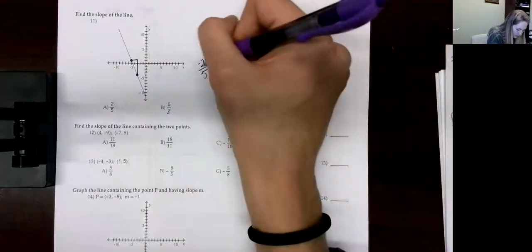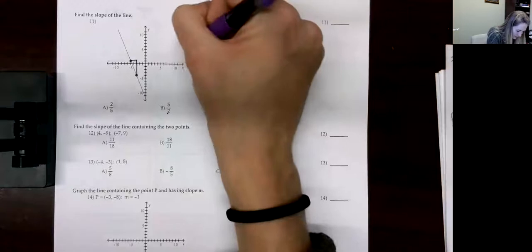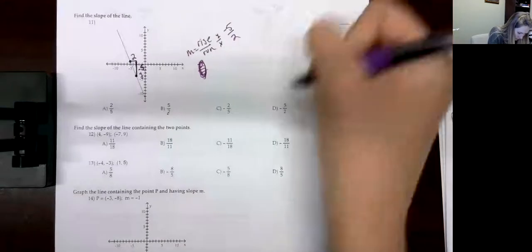I wrote that backwards. Slope is rise over run. So our rise from this point to this point, it goes down. So this is -5 and this is 2. So y over x, so we'd have -5 over 2. Getting ahead of myself. Okay.